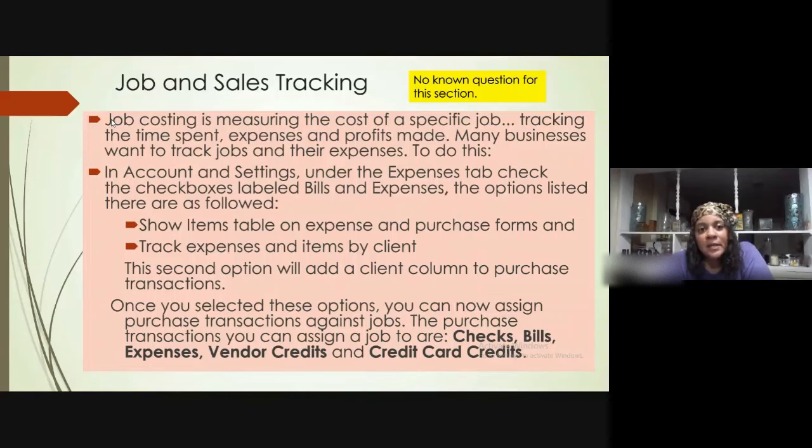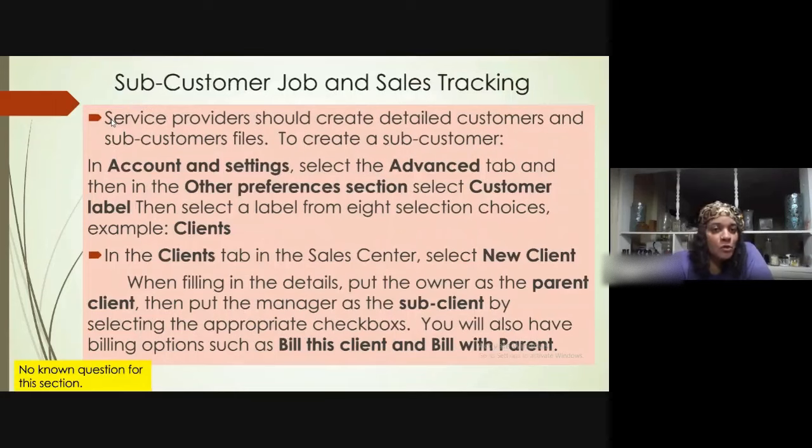The options listed there are as follows. You would see show items table on expense and purchase form, and the other option is track expenses and items by client. The second option will add a client column to the purchase transactions. Once you've selected these options, you can now assign purchase transactions against jobs. The purchase transactions you can assign a job to are checks, bills, expenses, vendor credits, and credit card credits. This also doesn't have a specific question on this particular problem.